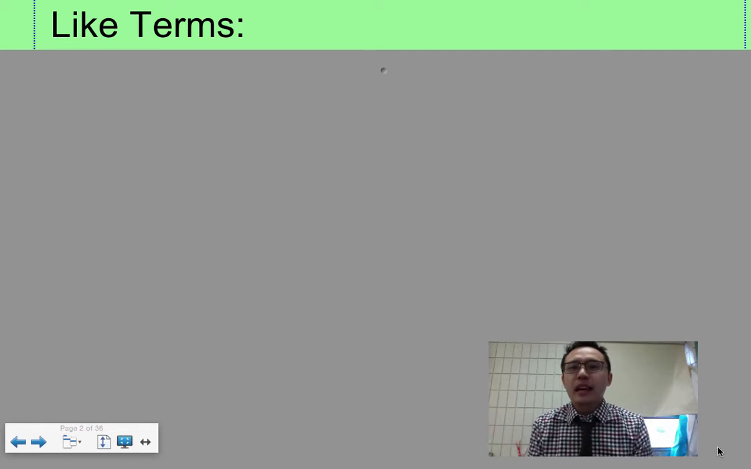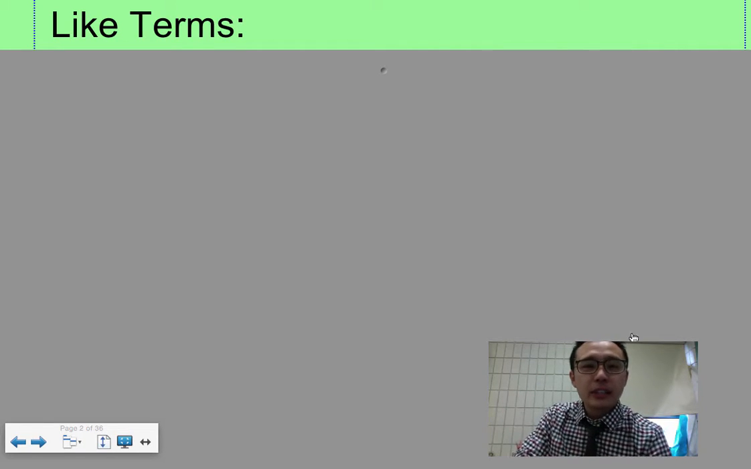And if you don't understand what like terms are, I don't know what else you can do to combine them, because if you can't identify them, you can't combine them. So it's really important for you to understand like terms. And the term I like to use is more like exact terms, as in exactly sort of identical. Like terms, I guess people just say like terms because they're similar. Let's look at the definition of what like terms are.